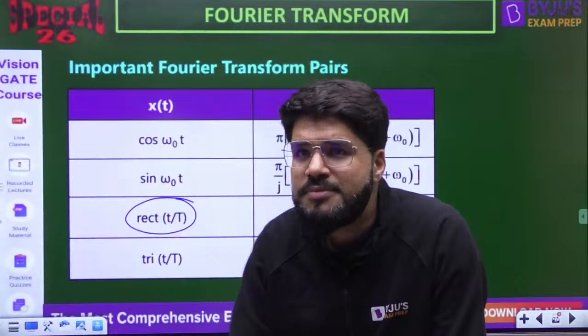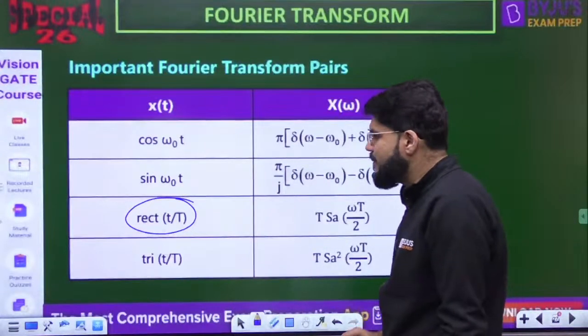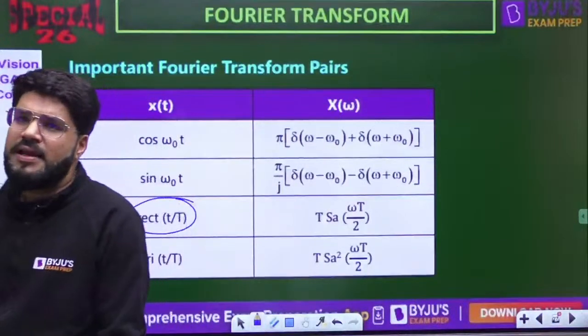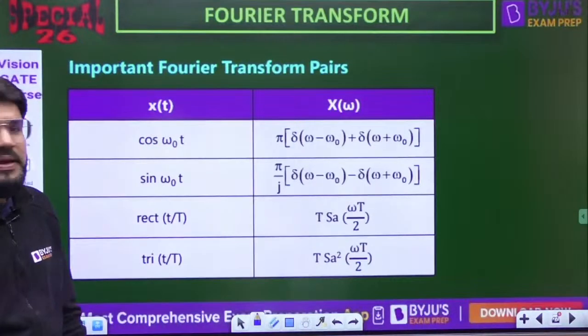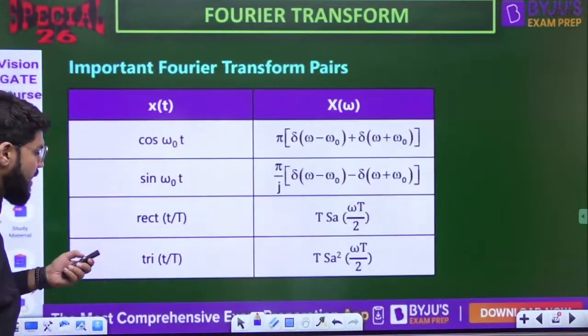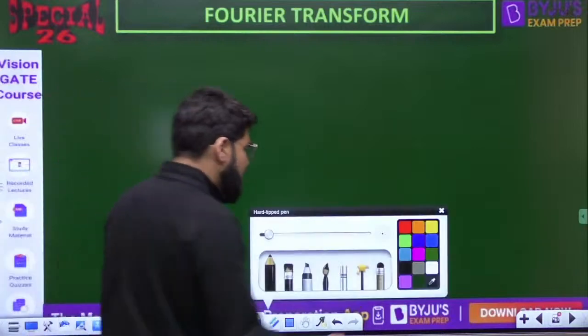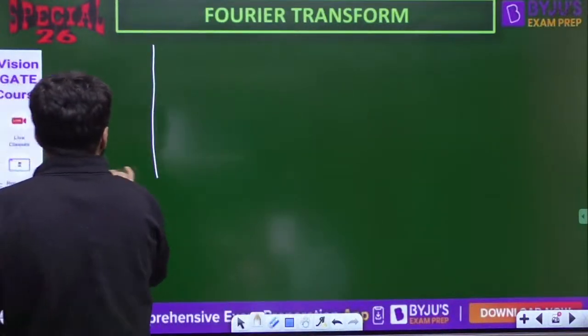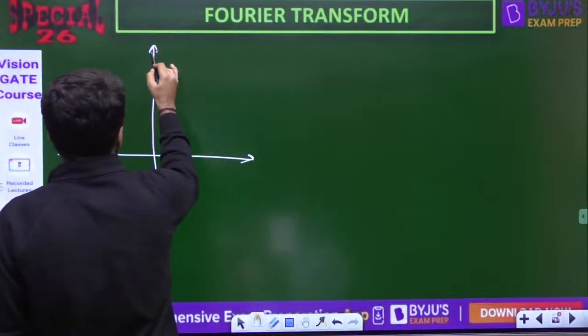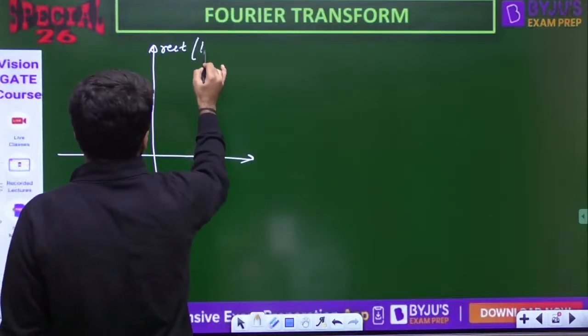Lots of questions you can expect based on the rect signal only. Rect t by t has the Fourier transform T sampling omega t by 2. Now, when I want to talk about the rect signal, there's a standard way of writing the rect. Let me explain the rect signal to you. When I write rect t by t, please note this down.